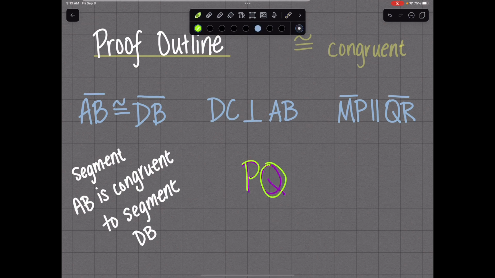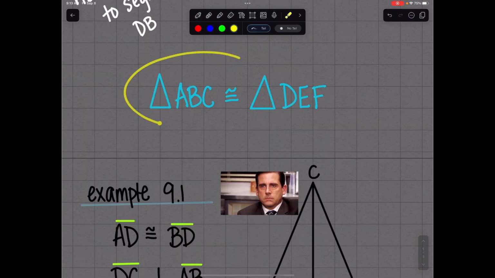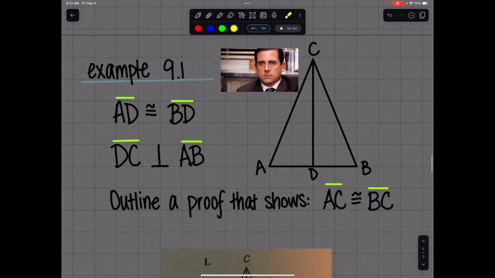You can also say PQ is equal to 5 centimeters, and that means the length of segment PQ is 5 centimeters. And you can also write this: triangle ABC is congruent to triangle DEF. And remember, just like we learned in the last lesson, when you write statements of triangle similarity or triangle congruence, you have to be careful to list the vertices in order. So A has to go with D, B has to go with E, C has to go with F.